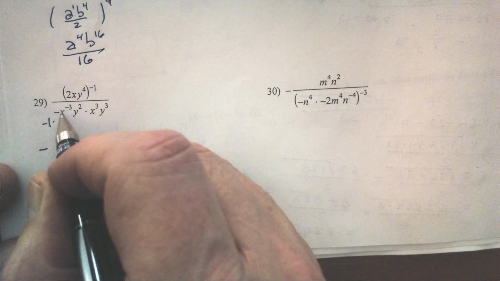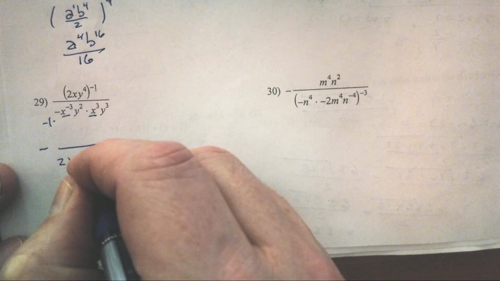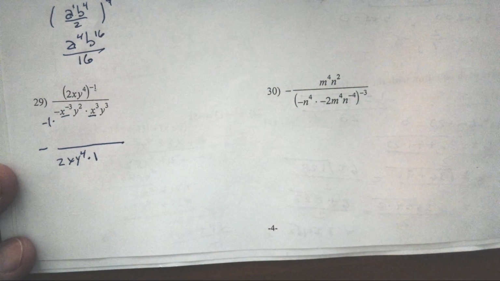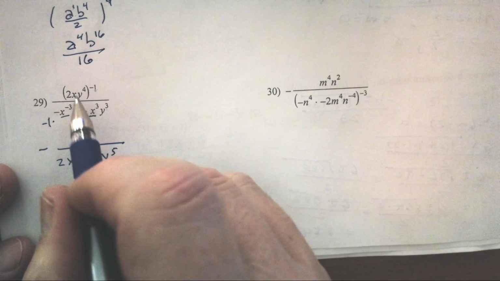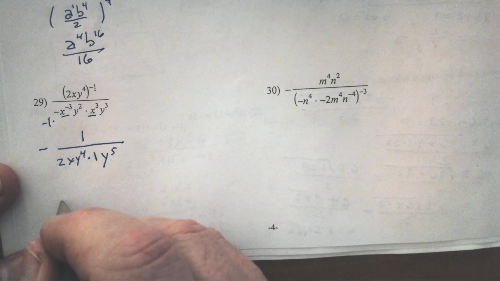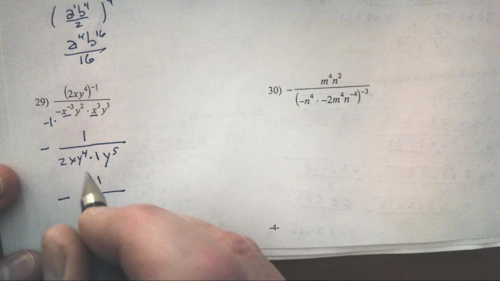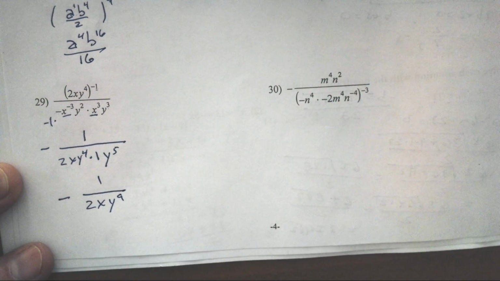This x to the negative third times x to the negative third is x to the 0th. That's a 1. I'm going to put it here. You wouldn't have to. And this y to the second times y to the third is y to the 5th. There's nothing left on top, so of course we put a 1 here, and we get negative 1 on, I've got a 2, I've got an x, and I've got 9 y's.